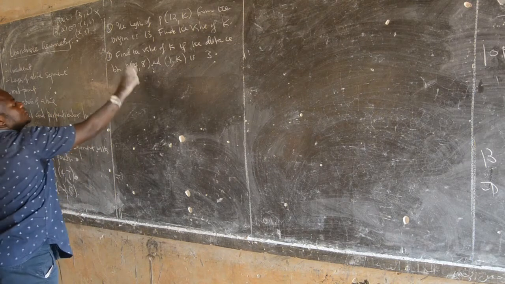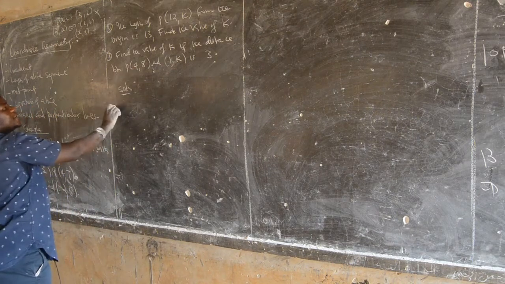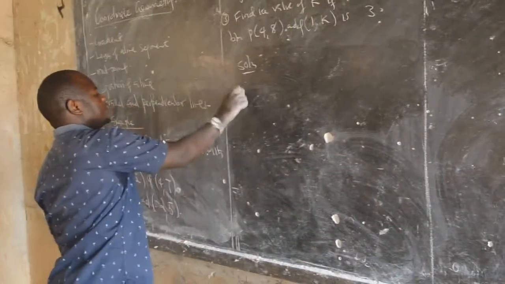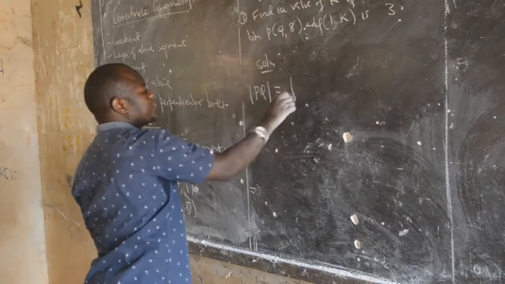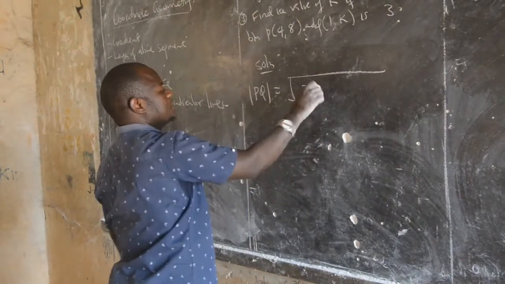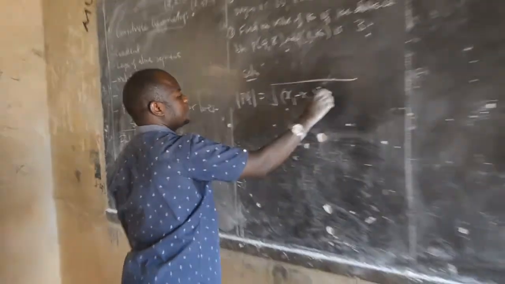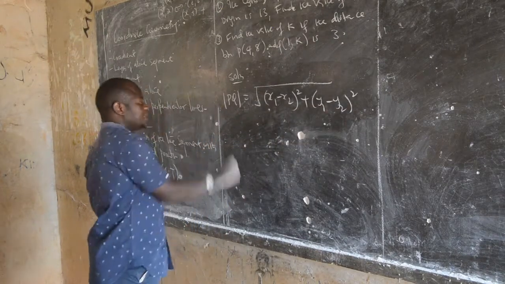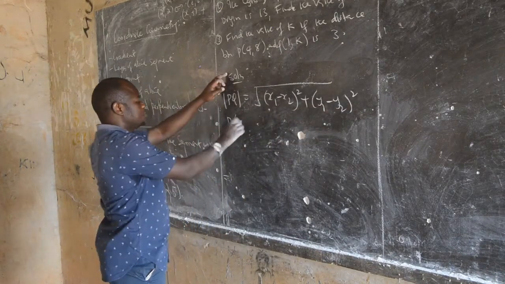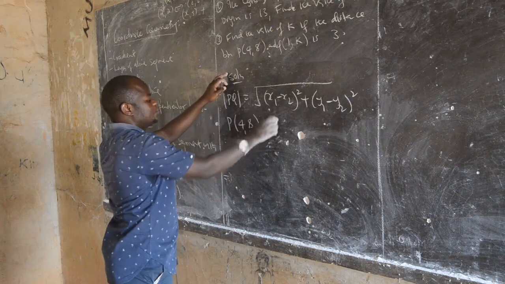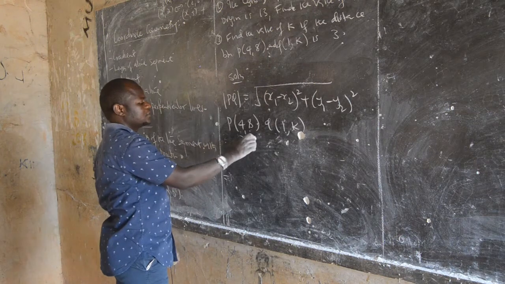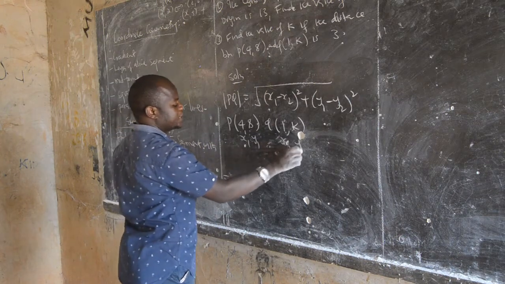So what is the distance between 2 points? Let me say this is P and this point is Q. So PQ modulus means length. So it will be the square root of x1 minus x2 squared plus y1 minus y2 squared. So what are the points? P is (4, 8), and Q is (1, k). So label them correctly. Don't label them poorly.